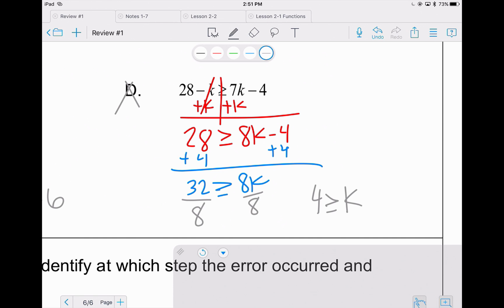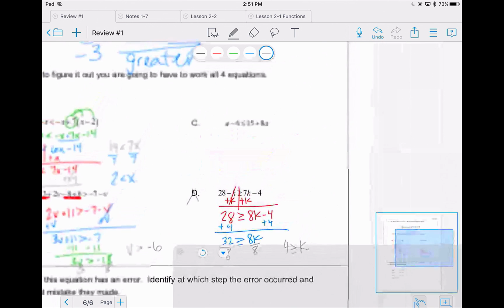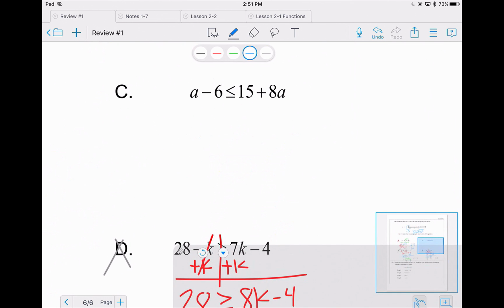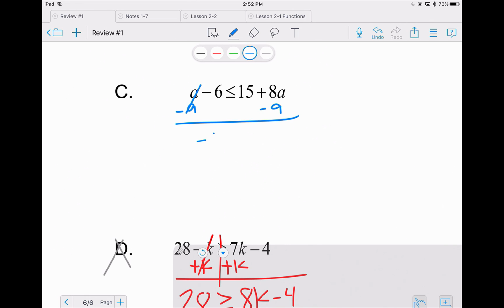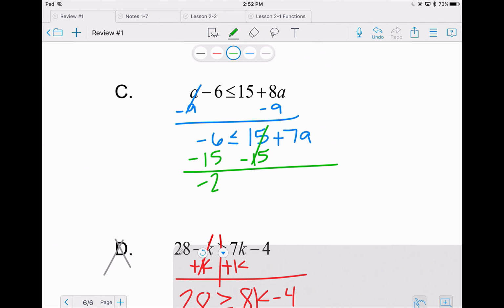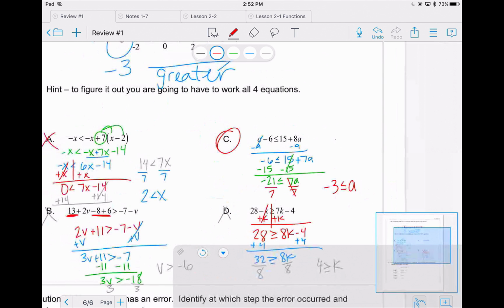So let me look at answer choice C. I subtract a from both sides, so negative 6 is less than or equal to 15 plus 7a. Subtract 15 from both sides, so negative 21 is less than or equal to 7a. Divide both sides by 7, negative 3 is less than or equal to a. That one would be my answer choice.